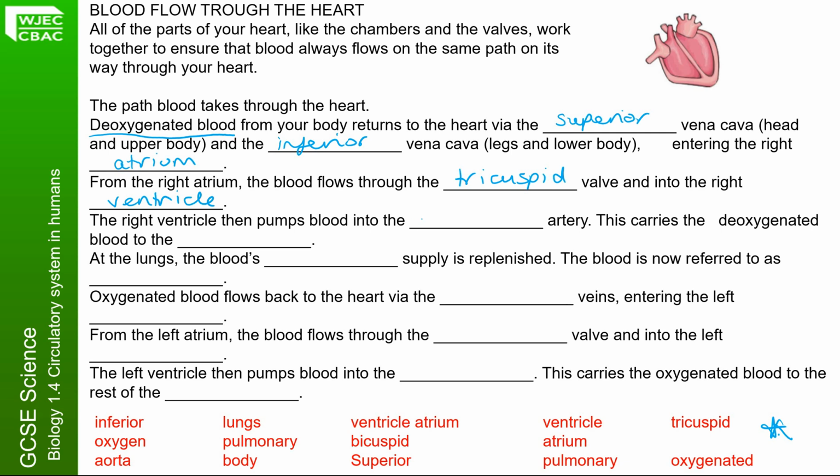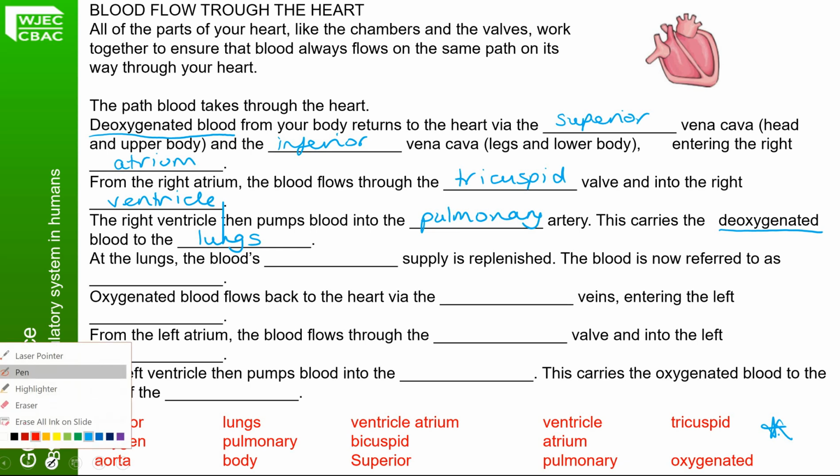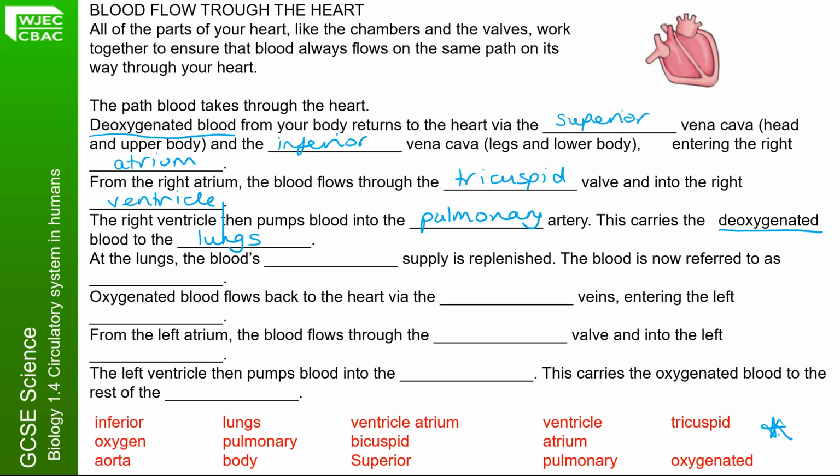The right ventricle then pumps blood into the pulmonary artery, and this is going to carry our deoxygenated blood to the lungs, okay? So at this point in the lungs, in the alveoli, we're going to get gas exchange. Oxygen is going to go into the blood and carbon dioxide is coming out of the blood so the person can breathe it back out again. So at the lungs, the blood's oxygen supply is replenished. Replenished means it's just built back up again. The blood is now referred to as oxygenated.